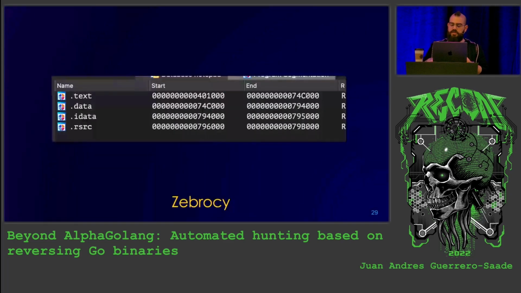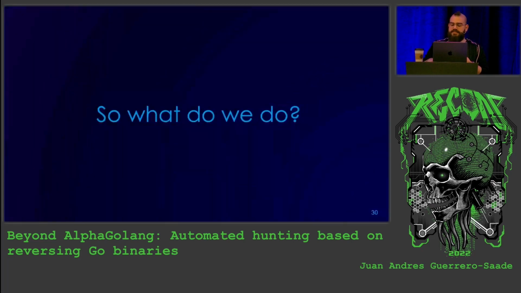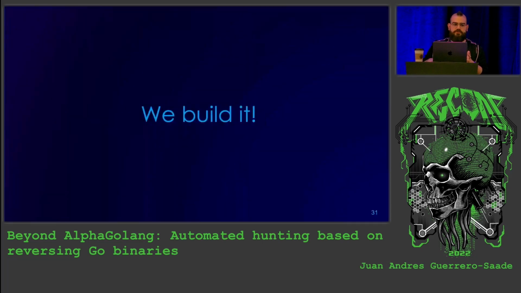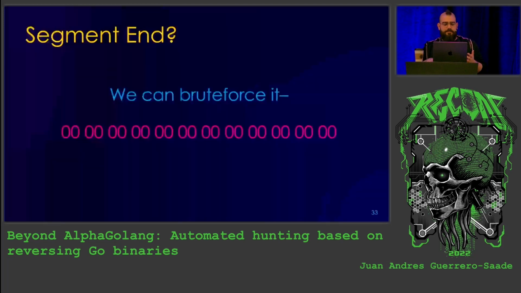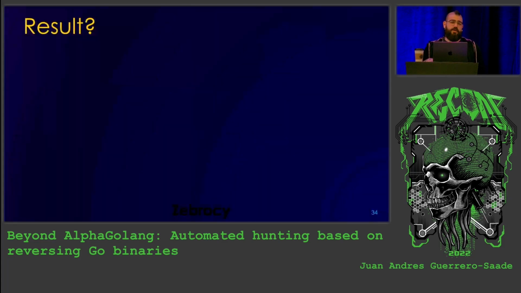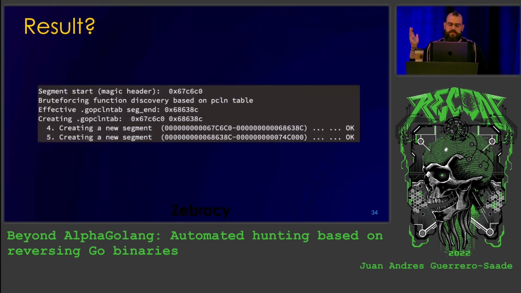So if you look at this, like the Severity sample, IDA loads up the segments, there's no GoPCLN tab, right? So we can definitely rebuild it ourselves. You take a stripped binary and you just look for the segment start based on these heuristics. It's going to start with this. The segment end, you can brute force, right? At what point do we just get a bunch of zeros as padding between these things? Basically about 2 to 3 quads worth of zeros. And then the result is that we can essentially say, this is where GoPCLN tab should have been.